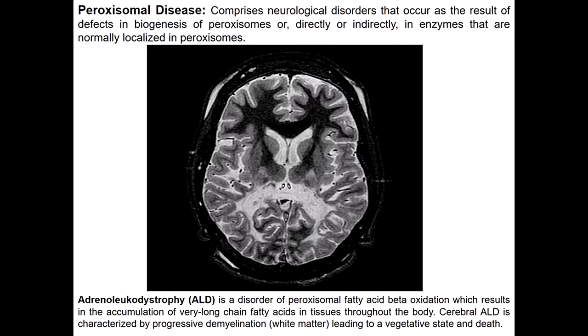And as you might expect, there are diseases that can result from a defect in peroxisomes, okay, peroxisomal disease. Again, this turns out to be a neurological type disease, ALD. And again, because peroxisomes play a role in catabolism of fatty acids, you get a defect in fatty acid catabolism, which leads to an accumulation of fatty acids in the brain, and as it says here, leading to a vegetative state and death. So that's, again, pretty severe, but very rare.